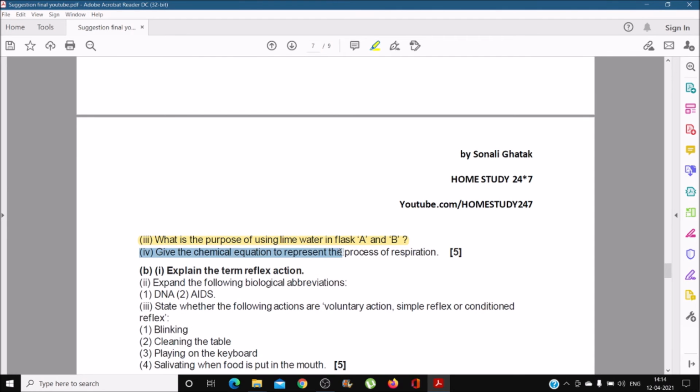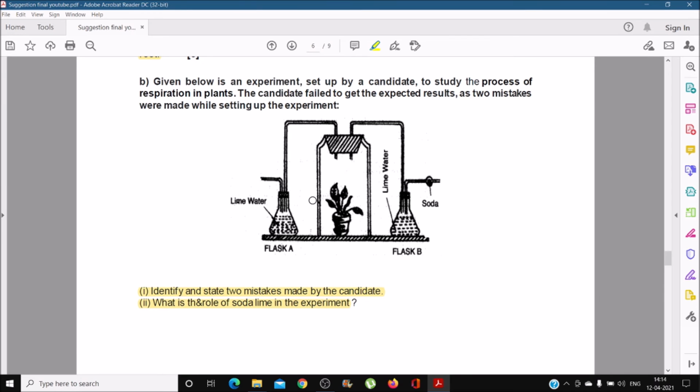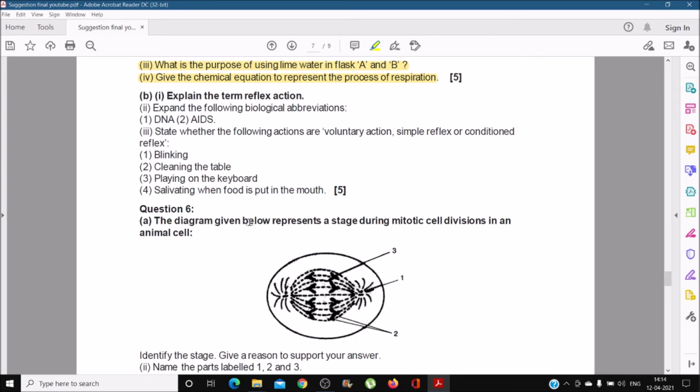Now give the chemical equation to represent the process of respiration. Explain the term reflex action. Next, expand the following biological abbreviations: DNA and AIDS. Next, state whether the following actions are voluntary, simple reflex, or conditioned reflex: blinking, cleaning the table, playing on the keyboard, salivating when food is put in the mouth.